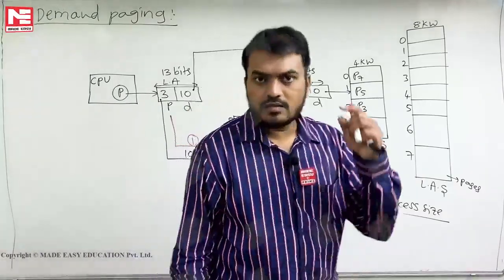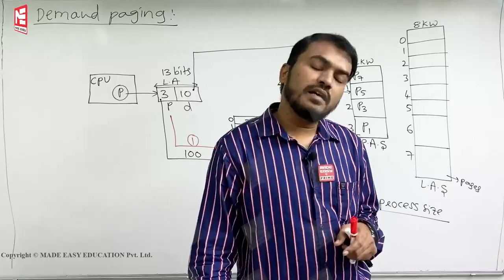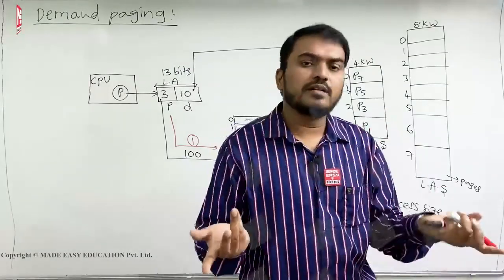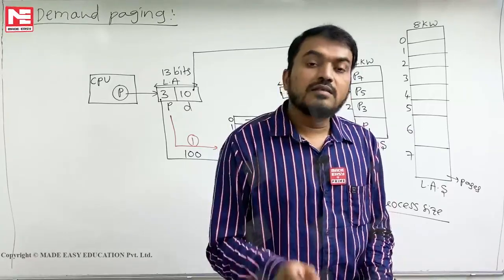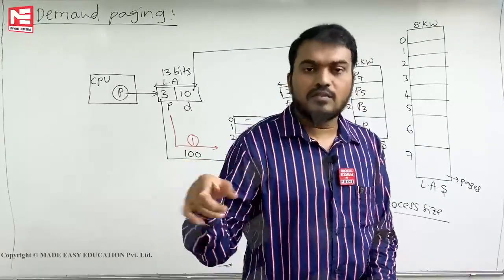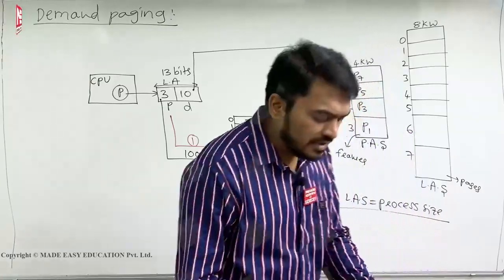But the page is currently not available in the main memory. Main memory means what? PAS. Is that clear? If you want to write, you can write PAS. Okay, not available in the PAS. Okay, full stop. This is called as, if you want to write in braces, write AB. This is called a page fault.